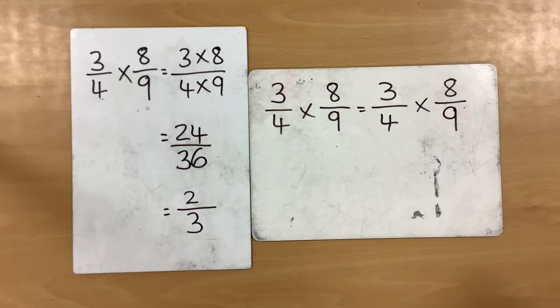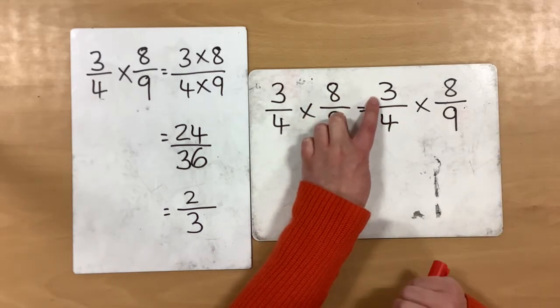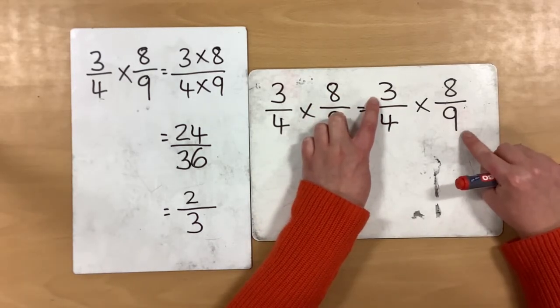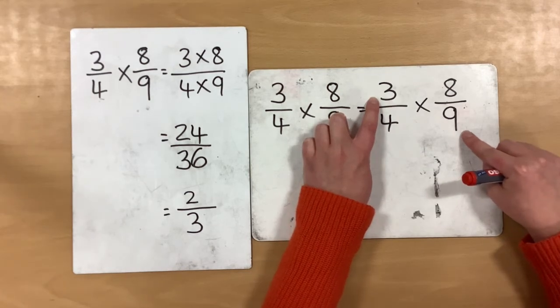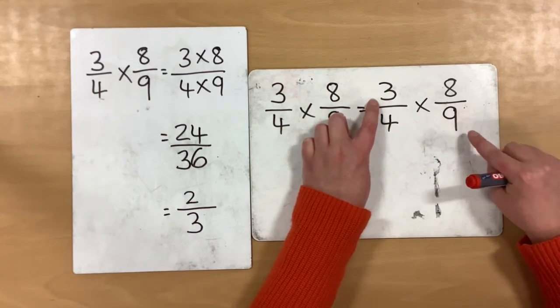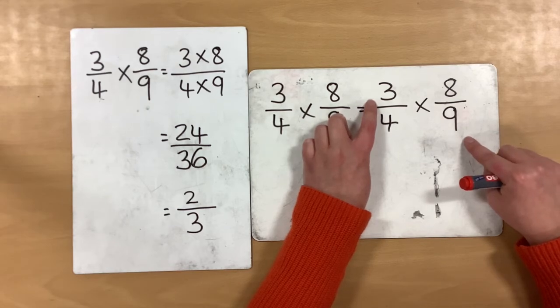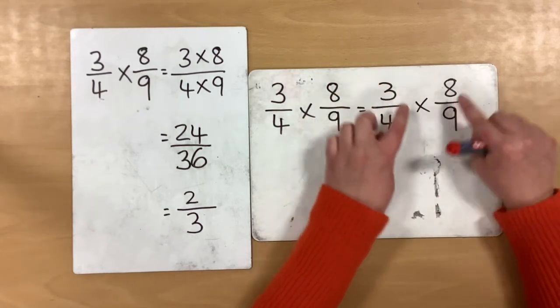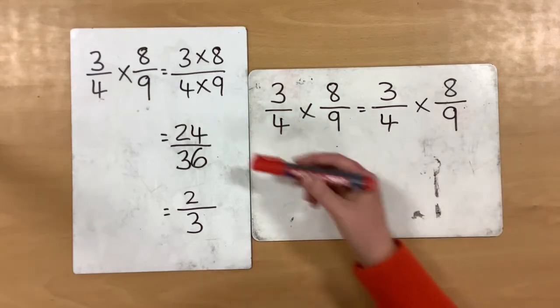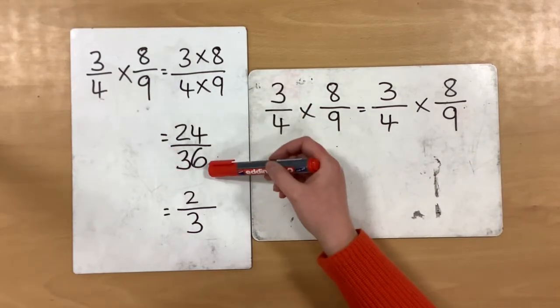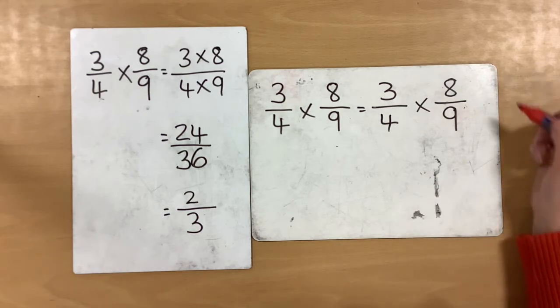Okay, so what I can do is I can look at the numerator of my first fraction and the denominator of my second fraction. Okay, is there a common factor for both numbers? Yes, there is. The common factor is 3, so I can divide both of them by 3. Okay, and basically what I'm doing here is I'm simplifying 2 of my fractions now. Okay, which will mean that later on we won't have to simplify here. Okay, so my common factor was 3.